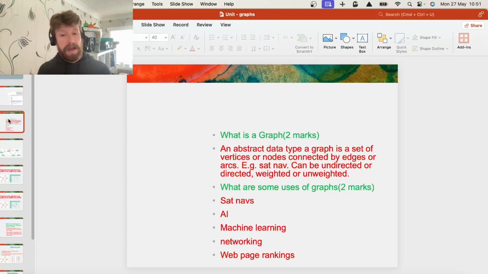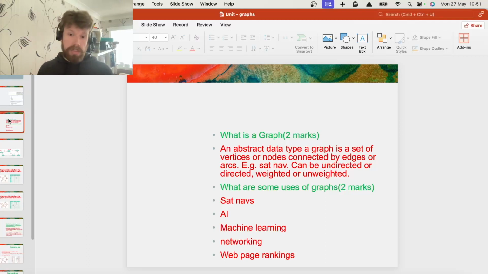when you're trying to work out how long it's going to take you to get to a particular place and the different routes you can take. They can also have different features about where they can be undirected, directed, weighted or unweighted, and we're going to have a look at all of these different examples and what they actually mean.